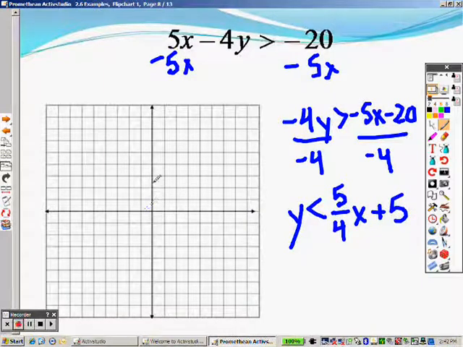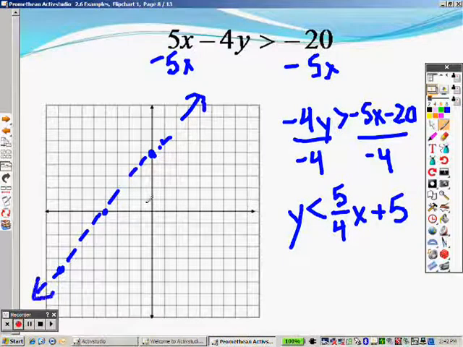So 1, 2, 3, 4, 5 is the intercept. That means I go up 1, 2, 3, 4, and don't have enough space. So I'm going to go down 1, 2, 3, 4, 5, and over 1, 2, 3, 4. Because it is a less than sign, it's a dotted line. So there's a dotted line.